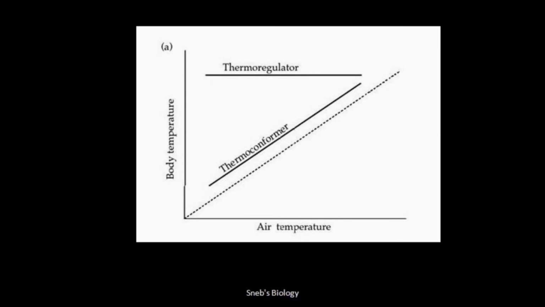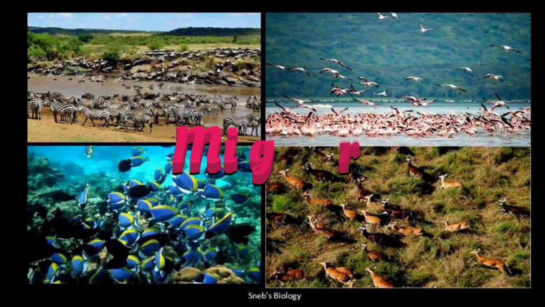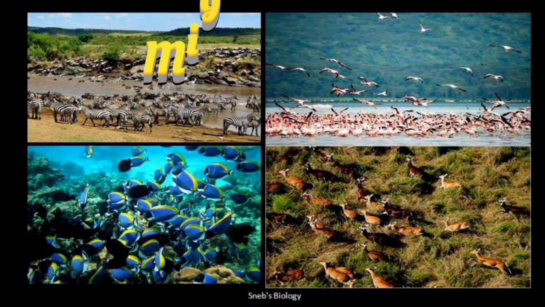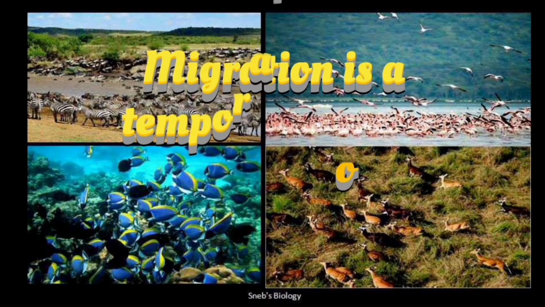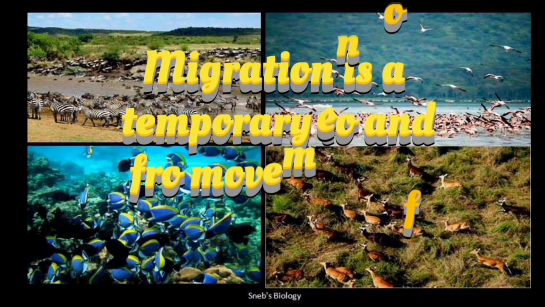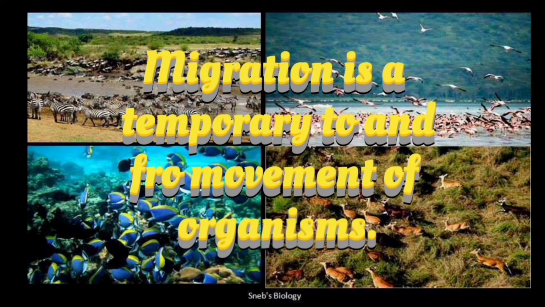Okay. Now, we are talking about the third method, that is migrate. There are many animals, especially birds and fishes, they show migration. Now, what exactly is migration? Migration is a temporary to and fro movement of organisms. Now, there are various reasons why these organisms migrate.